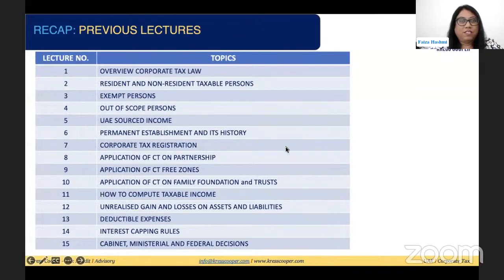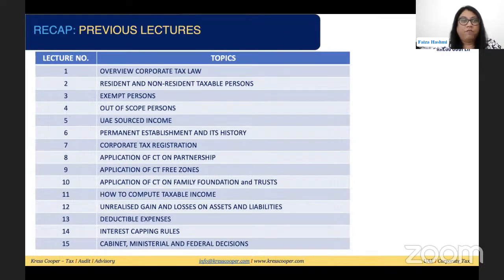So in this slide, you can see the lectures that we have undertaken till now in this series. We've till now done 15 sessions. We started these sessions when the corporate tax law came in December, and we have then discussed in depth a lot of topics since then. And we will continue this series till more and more cabinet decisions and executive regulations come out.